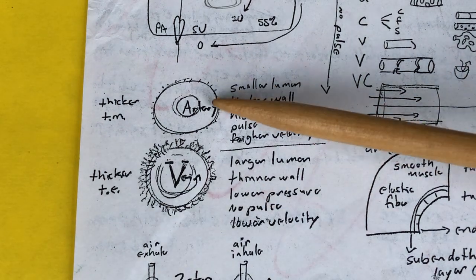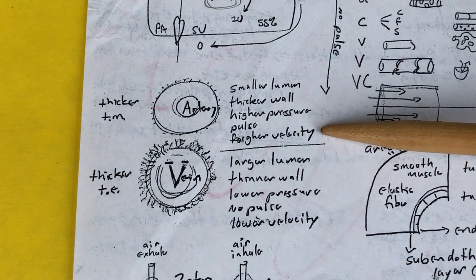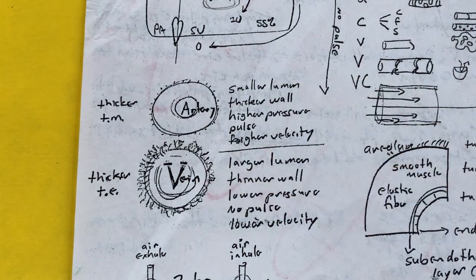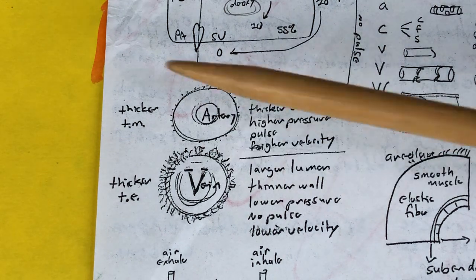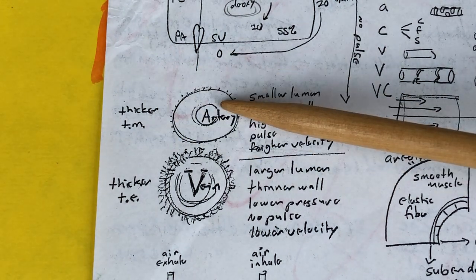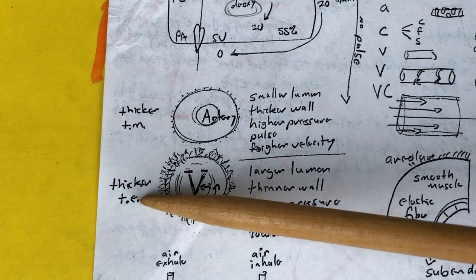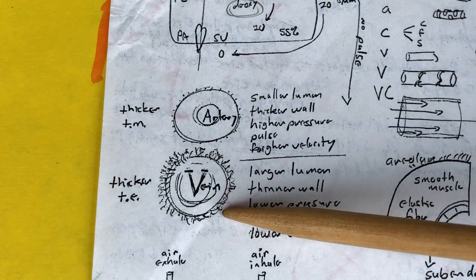The artery may have a pulse inside. The veins do not have a pulse inside. And generally speaking, the velocity of the blood is higher inside the arteries and it's lower inside the veins. The thickest part of the wall of an artery is something called the tunica media. And it's this spot right here that may contain smooth muscle and elastic fibers. For the vein, usually the thickest part is something called the tunica externa. And the tunica externa is made of areolar tissue.